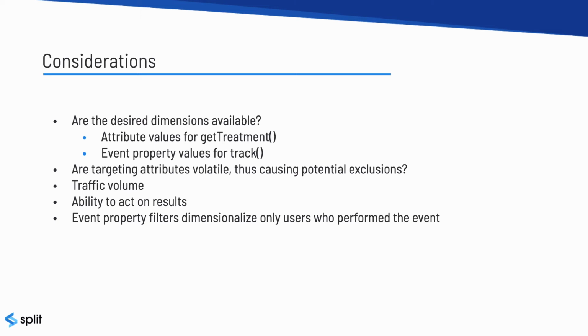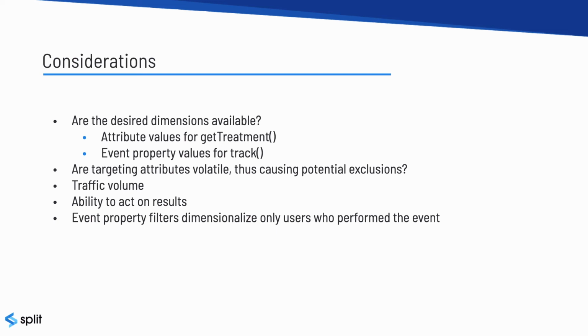One thing to take into account if you're using targeting attributes: are those attributes volatile? Do they change over time? So for instance, if you're using a credit score, a user's credit score may change from day to day. So one day they meet the criteria, the next day they don't. And in Split's analytic evaluation, we exclude those users who change rules more than once. And so that's another consideration to using targeting attributes.